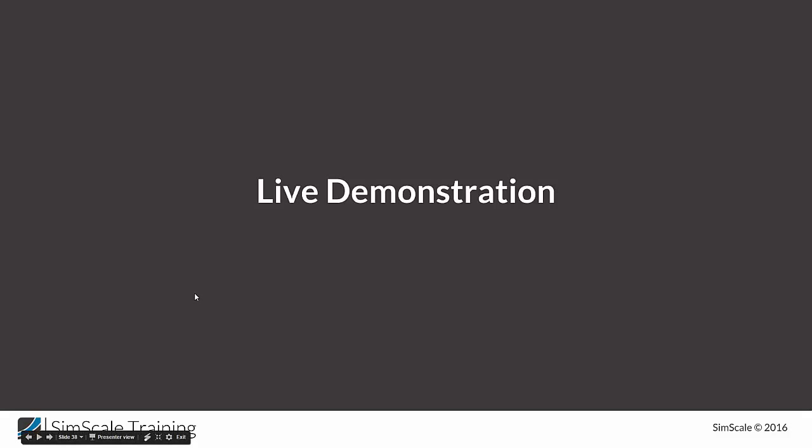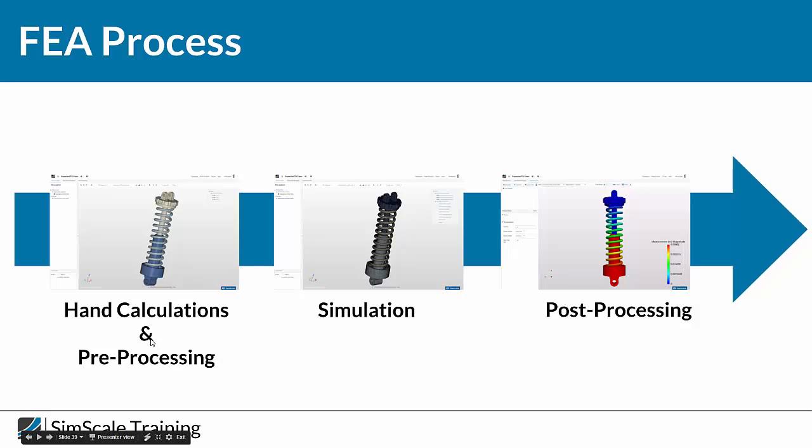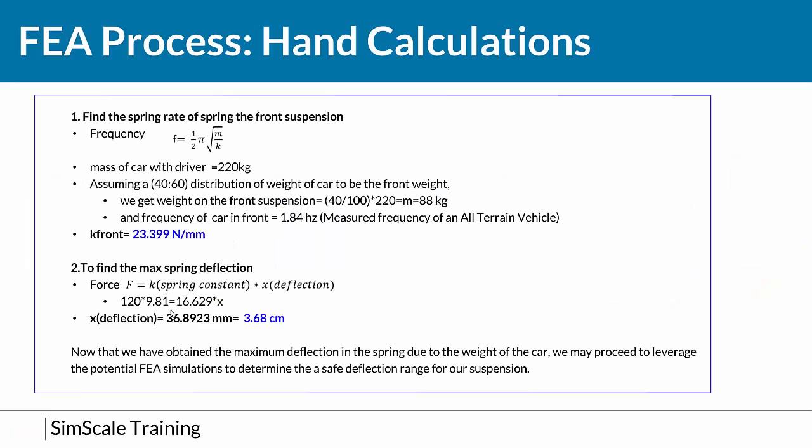Before we jump into the simulation part of the presentation, I just want to give you a brief overview of the FEA process. Before you set up any simulation, you need to make some hand calculations through which you can know your boundary conditions. You can derive a ballpark range in which you want your displacements to be. So let's look at some hand calculations that we've done.